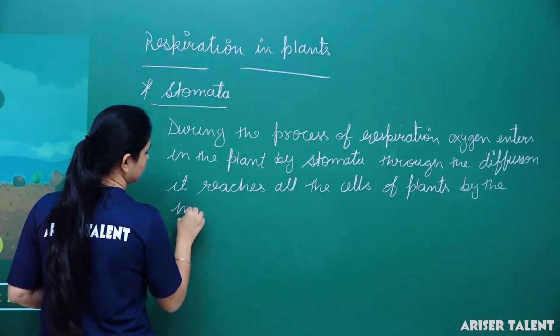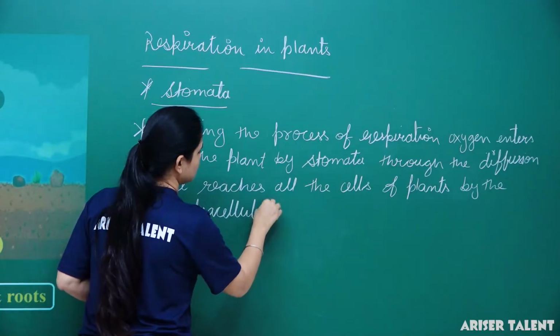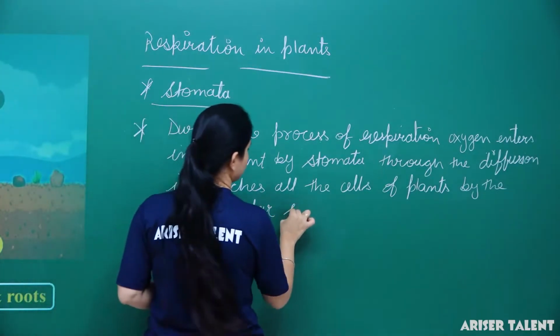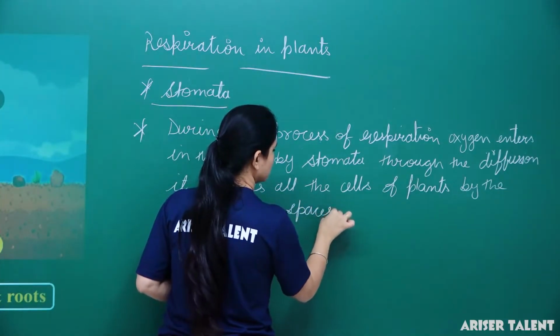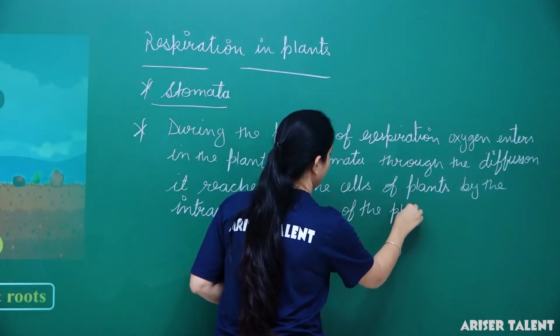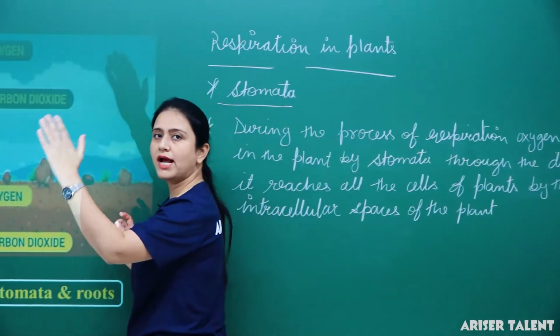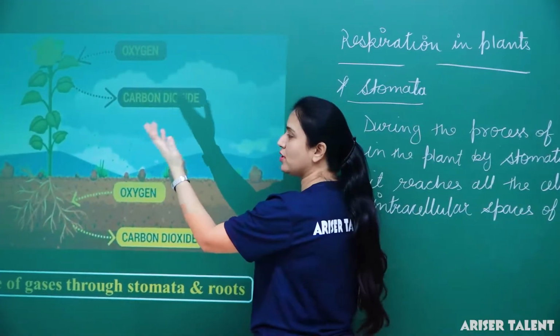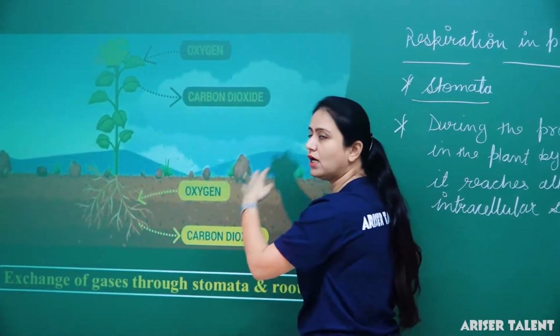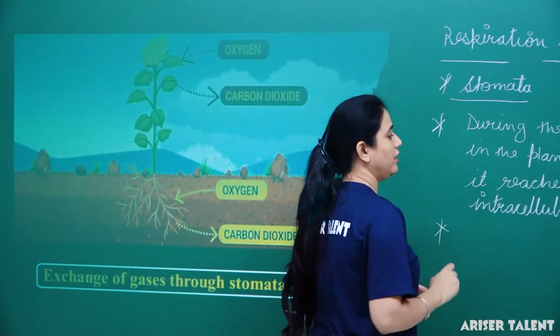By the intercellular spaces of the plant. Okay, I explained to you that intercellular spaces are present in the plant. So once the oxygen enters through the stomata, by the process of diffusion, it spreads in the whole parts of the plant. Fine.